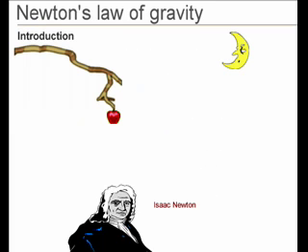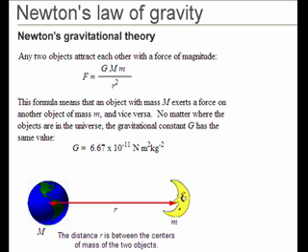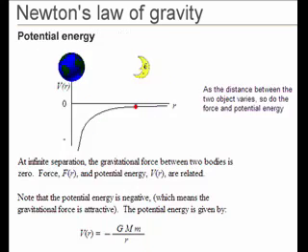Newton realized that the force on an apple and the force on the moon are the same. Any two objects that have mass experience a gravitational force that varies as the inverse square of their separation. Kappa G is a constant. Since gravity is a conservative force with a simple mathematical form, we can easily find the potential energy. As two objects move away to infinity, the potential energy goes to zero.